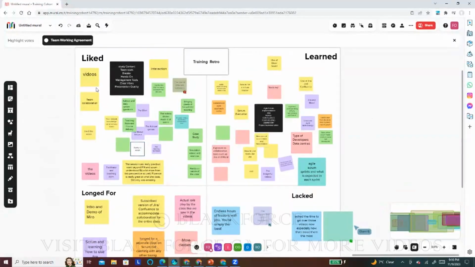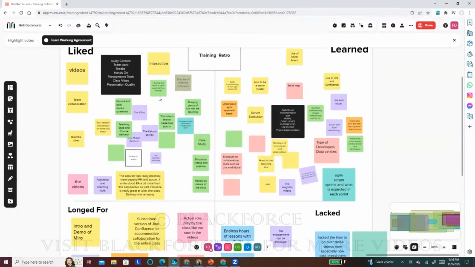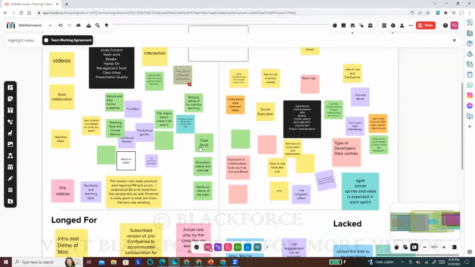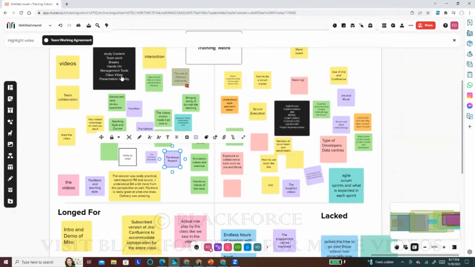We see that we loved the videos, the team collaboration, the facilitator and teaching style. The session was really practical and went beyond PM and Scrum. I understood a bit of BA more. Florence is great at what she does. Delivery was amazing. We talk about ability to adapt, and the quotes. I like that we had more practical than theory, the use of different software, simulation videos, the collaboration tools, the case study, hands-on work. So you can see that most of everything we're doing, we like it.